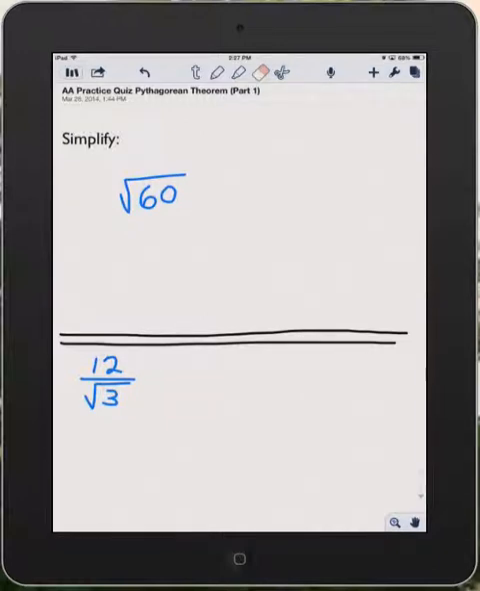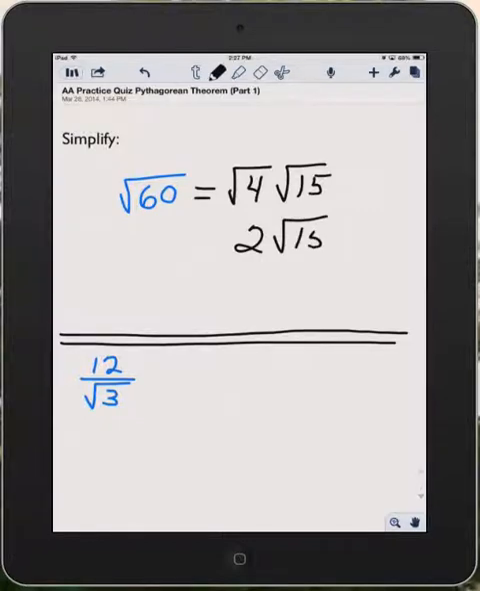Square root of 60, we want to find a perfect square that divides into that radicand, so 4 divides into 60 15 times, so we write that as square root of 4 times square root of 15. Square root of 4 is equal to 2, so we get an answer of 2 times square root of 15.